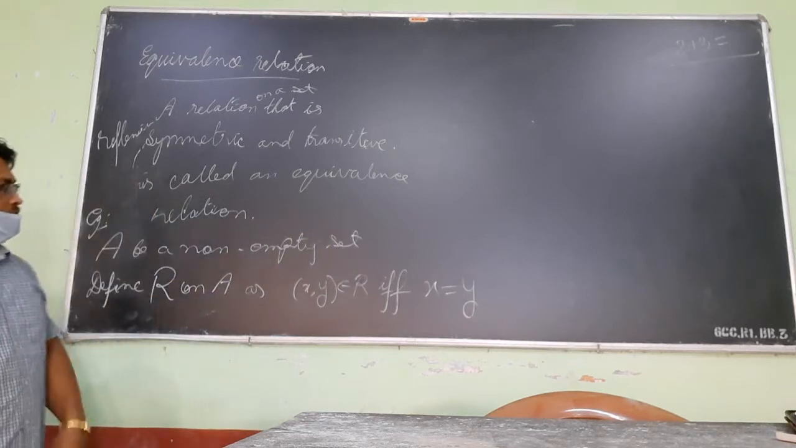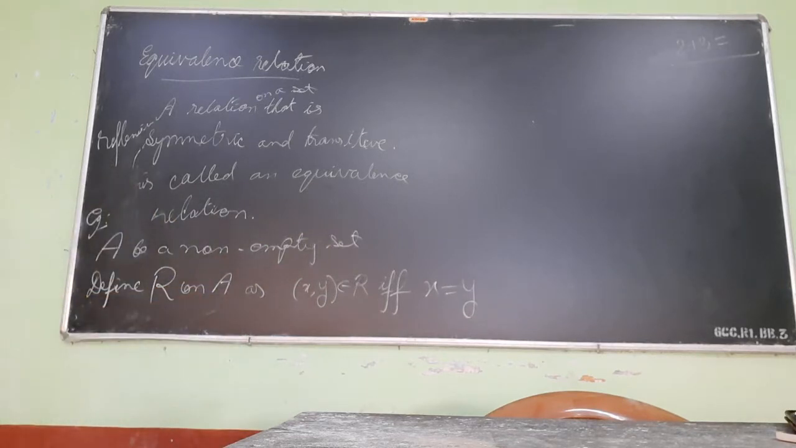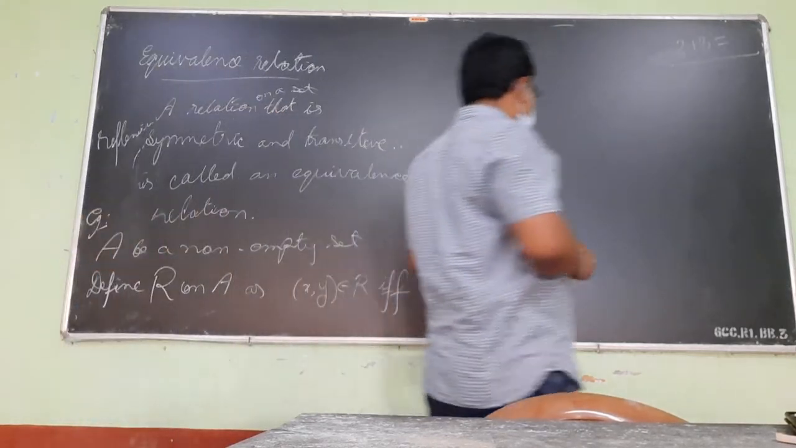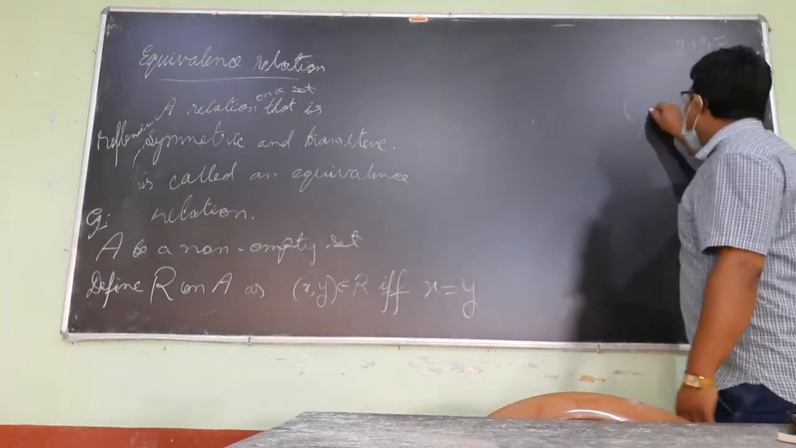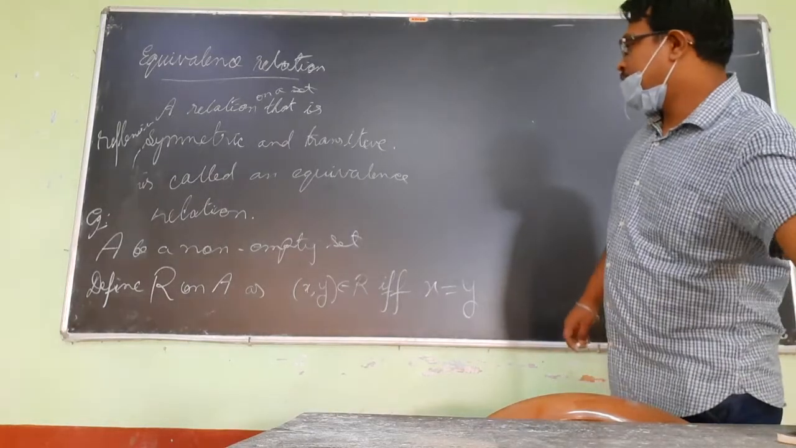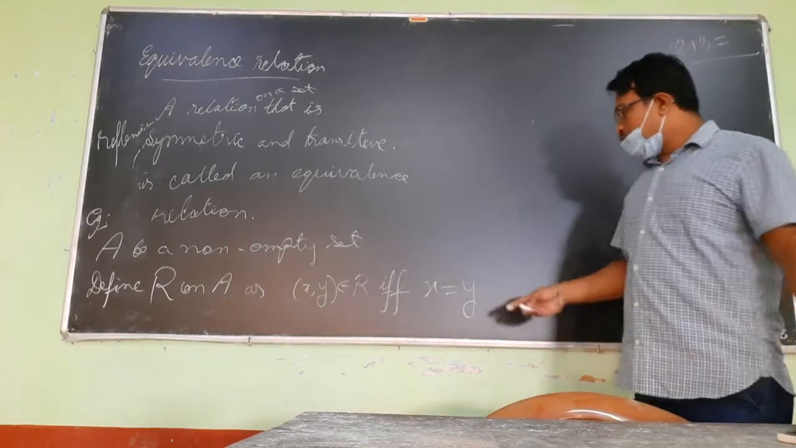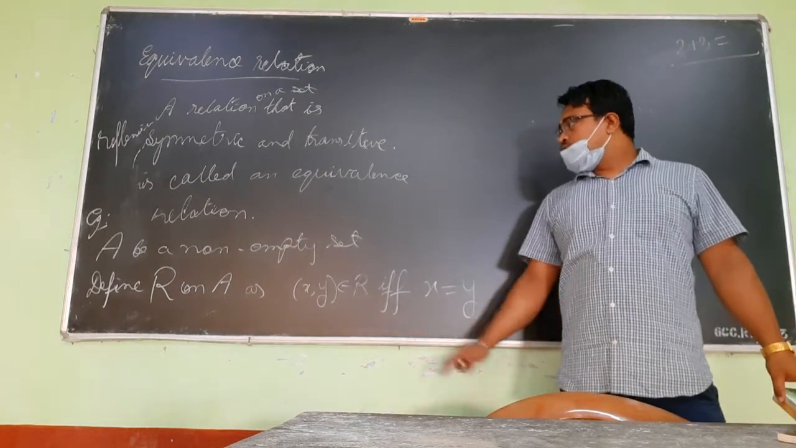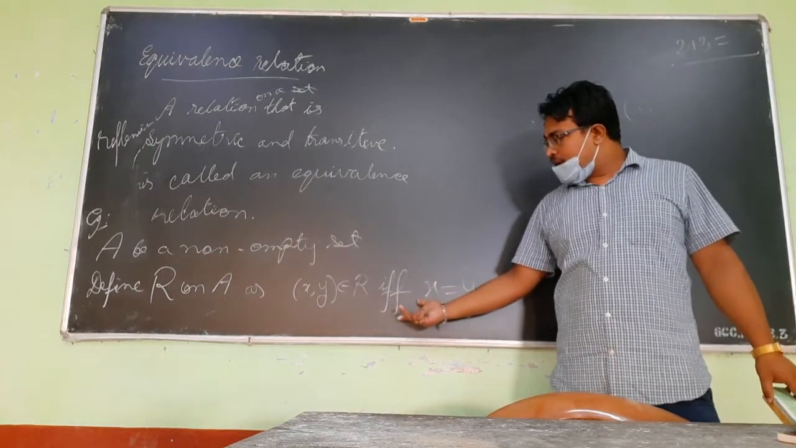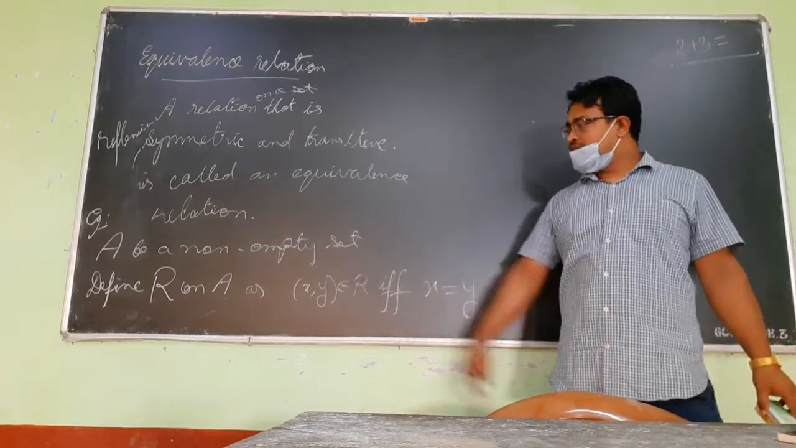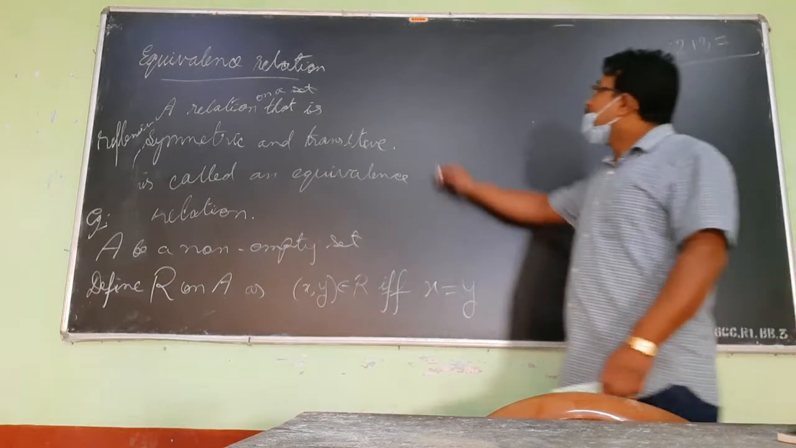So this is just equality. Nothing else. Under this relation only this type of elements will be there, say 1, 1, 2, 2, 3, 3 like that. So this is the most obvious equivalence relation on any set. So we can have at least one equivalence relation on every set. At least one equivalence relation will be there.